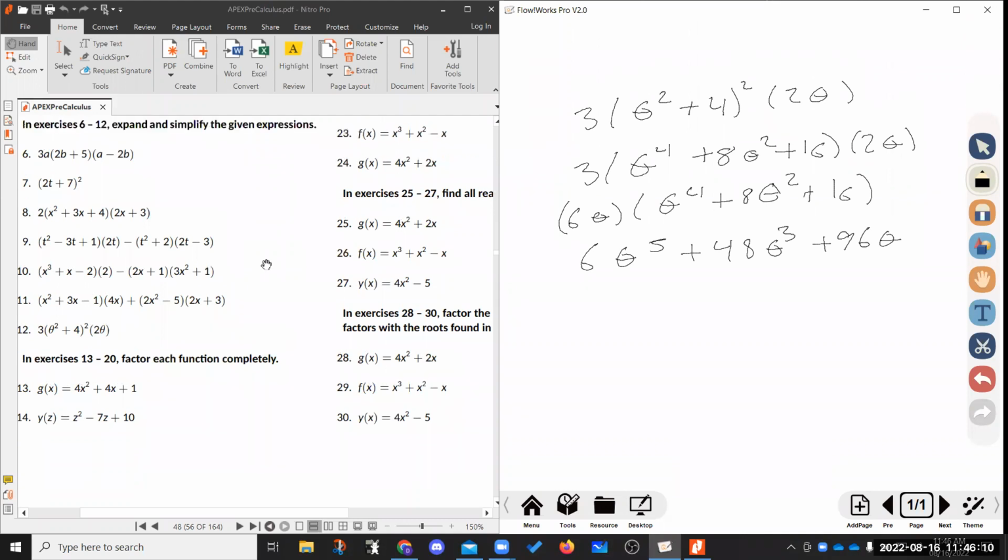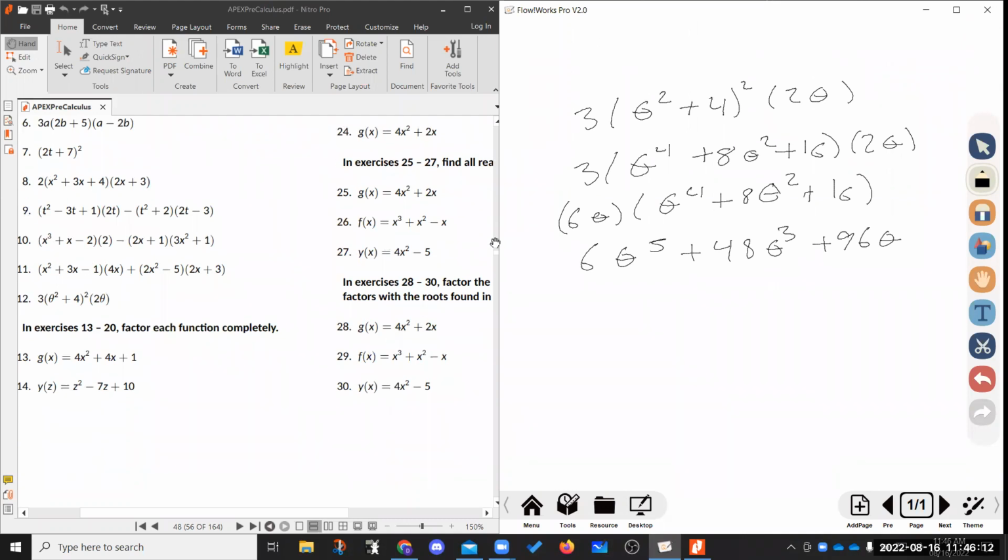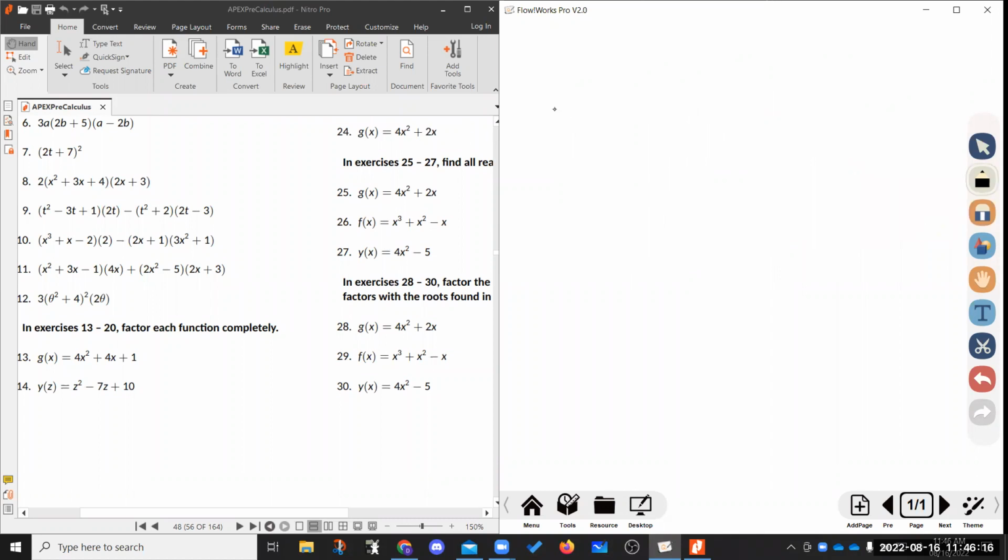Now we're going to go the other way and we're going to factor each of the functions completely. So we're going to start off with g of x is equal to 4x squared plus 4x plus 1. This is typically what you're going to be doing. You're not going to be doing nearly as much expanding.